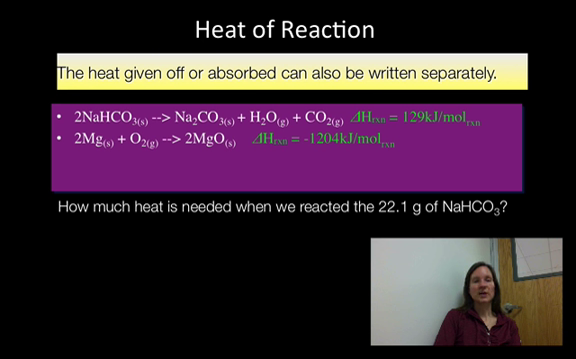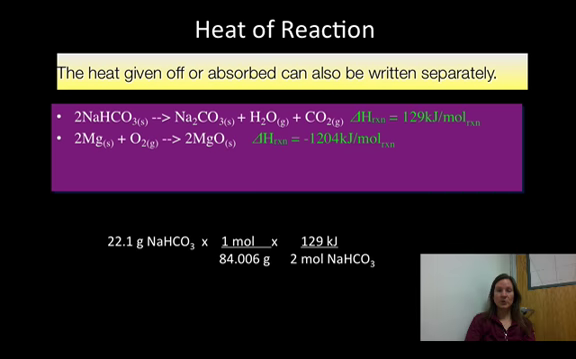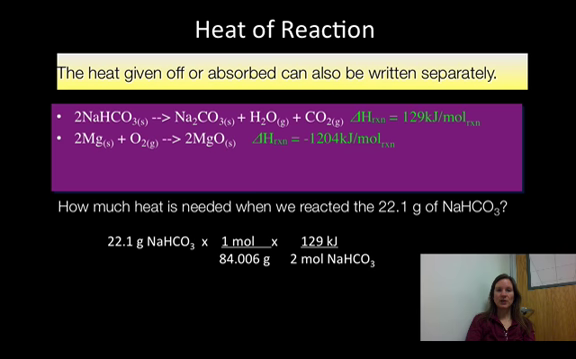So given a real scenario, like the one on the slide, how much heat is needed if I react 22.1 grams of sodium bicarbonate? Sodium bicarbonate has a 2 to 129 kilojoule relationship. If I have a gram amount, I've got to get it to moles to be able to relate them. So what this looks like when you set up the stoichiometry is right here on the screen. You take that 22.1 grams of sodium bicarbonate given, get it to moles of sodium bicarbonate, and then you use a mole to energy relationship of the delta H of the reaction to solve just for the reaction heat amount given a specific amount of sodium bicarbonate.